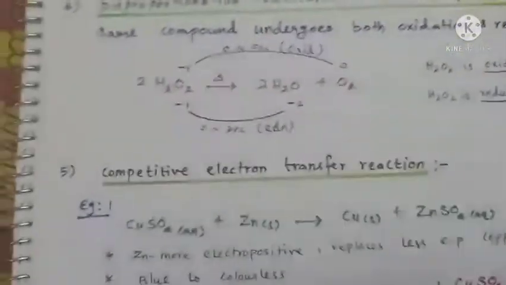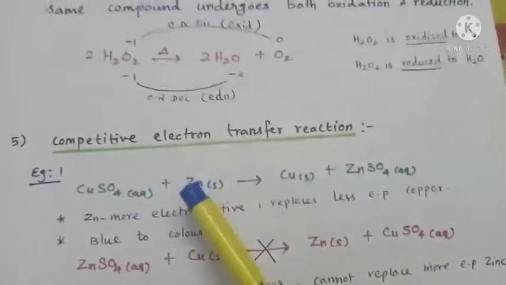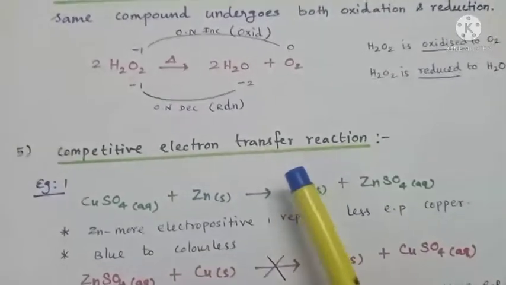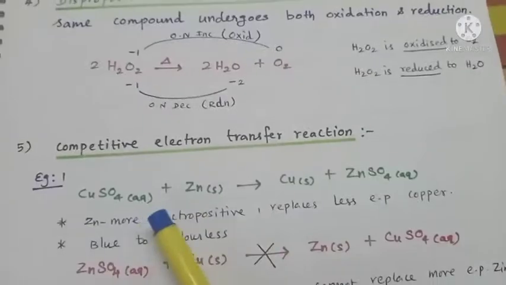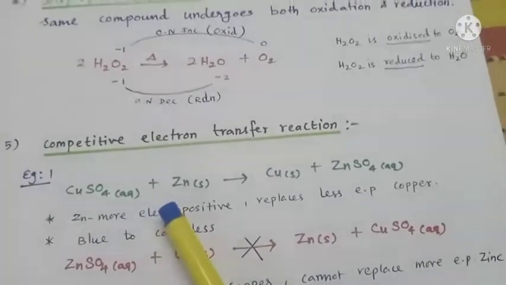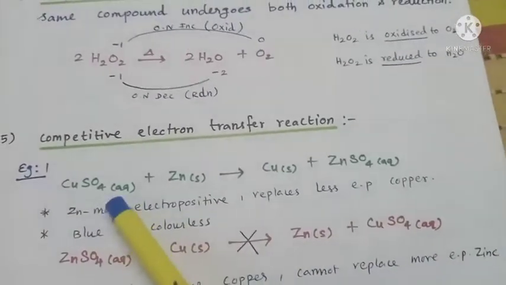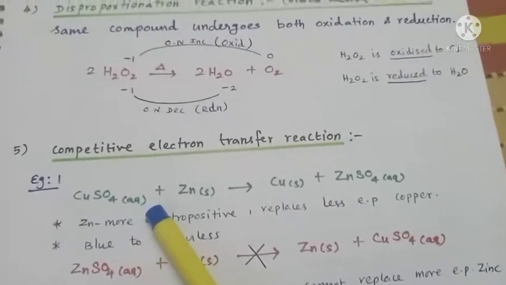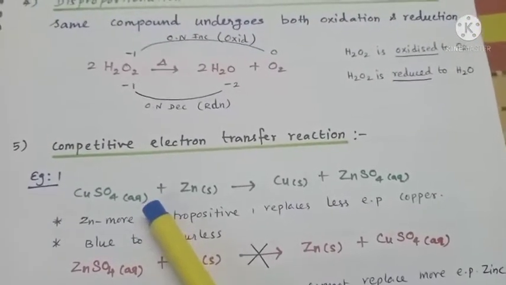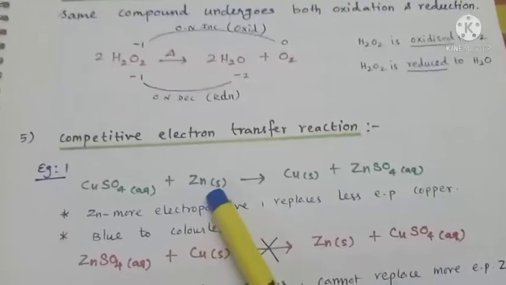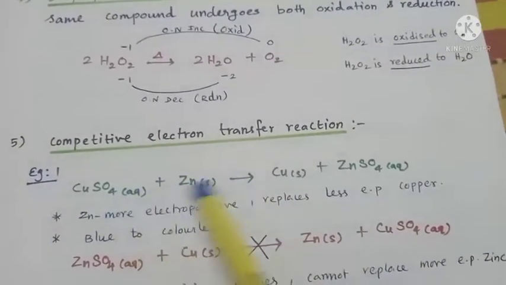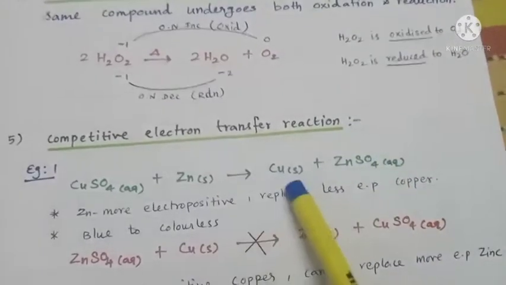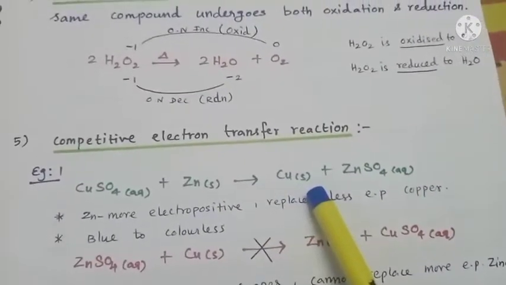The last one is competitive electron transfer. The last type of redox reaction is nothing but competitive electron transfer. Now, look at the reaction given. It's a kind of metal displacement reaction, isn't it? With a blue color aqueous copper sulfate solution, when we add zinc powder, zinc solid, the zinc will displace copper so that you get zinc sulfate, whereas copper solid or copper metal is getting liberated, isn't it?